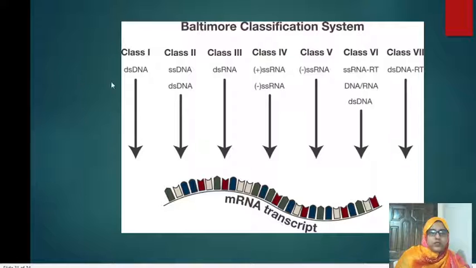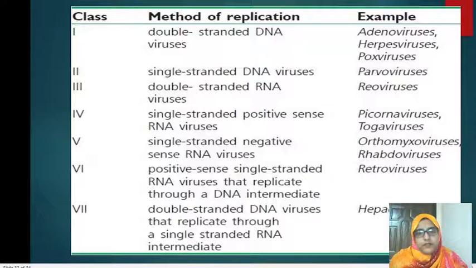Now if we read it from here, it is double-stranded DNA, single-stranded DNA, double-stranded RNA. This one is positive sense single-stranded RNA, this one is negative sense single-stranded RNA, this one is single-stranded RNA with reverse transcriptase. Then double-stranded DNA with reverse transcriptase. These are the 7 major groups.